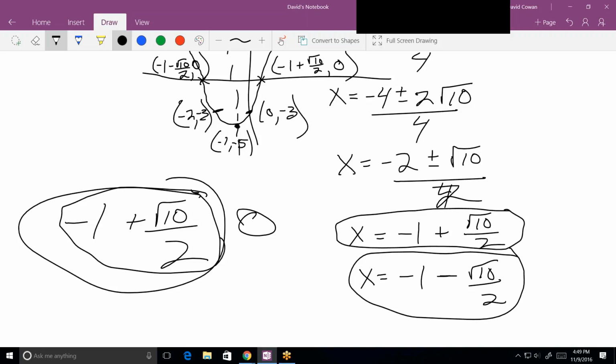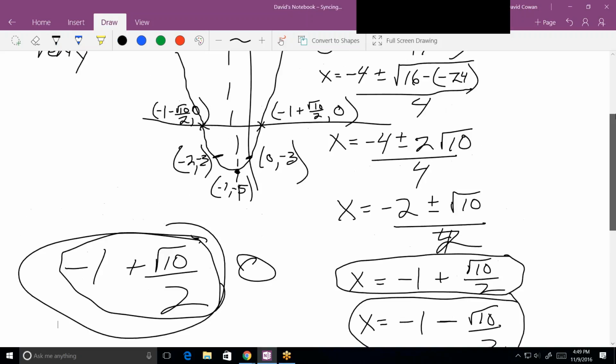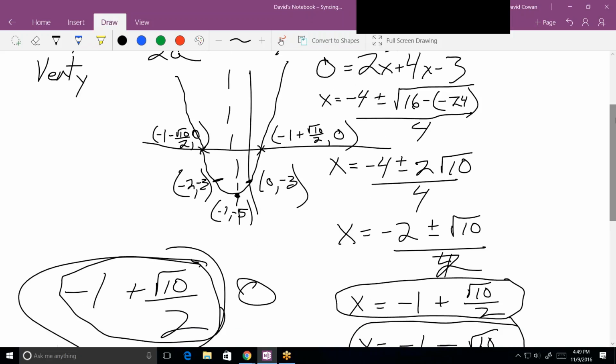And what else did they want? They wanted domain and range. So we can look at the graph to get both of those. On parabolas, the domain is always what? Negative infinity to infinity. Correct. No different here. The range is what here? I think it's going to be negative 5 to infinity. Correct. And is there a bracket or a parenthesis? It's a bracket around negative 5 and then parentheses.